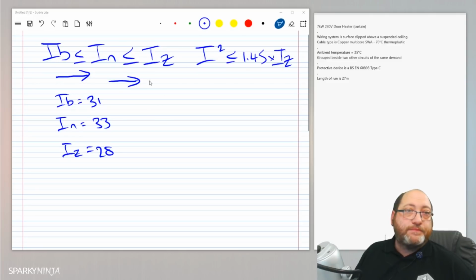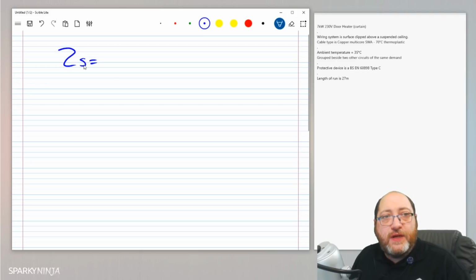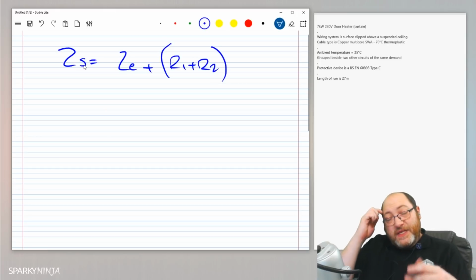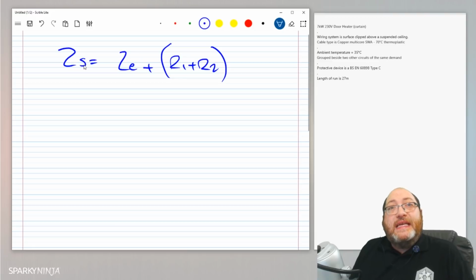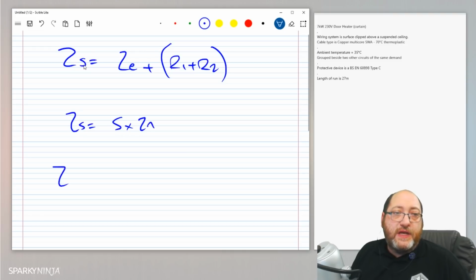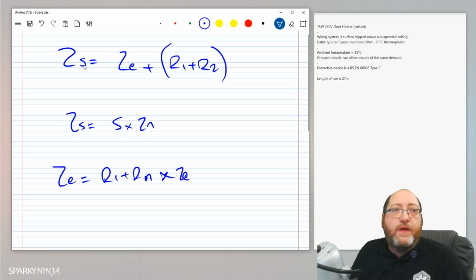Okay, another one. There's one that we should be fairly familiar with, and this is that ZS is equal to ZE plus R1 plus R2. Obviously, this isn't written in the regs book either, but it's in the exam. What will happen is it will display, ZS is equal to 5 times ZN, or ZE equals R1 plus RN times ZE. All sorts of fictitious nonsense. Obviously, we need to know this one.